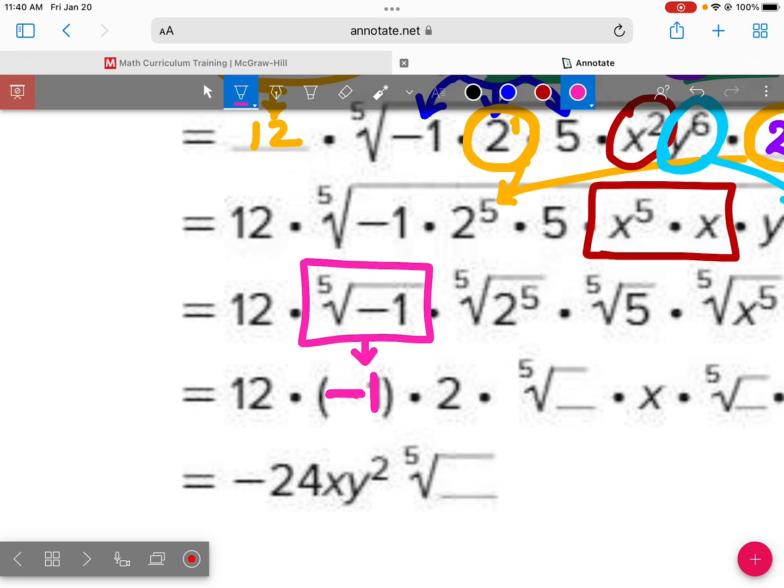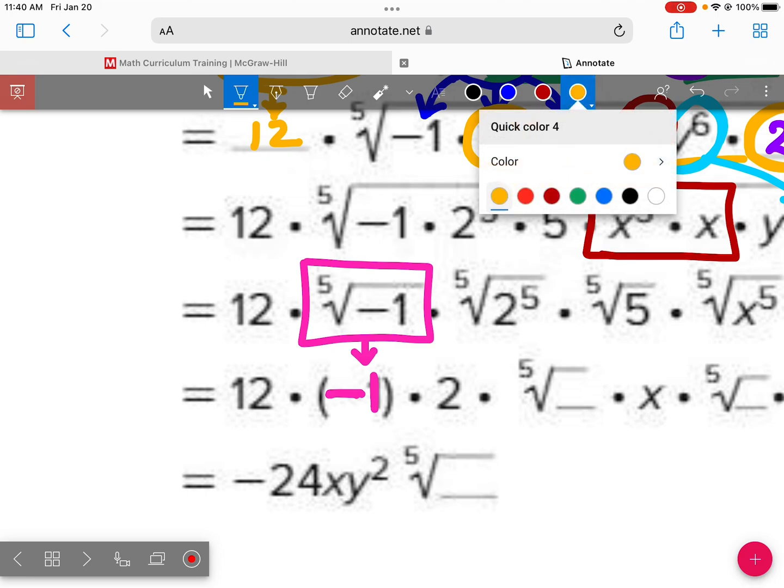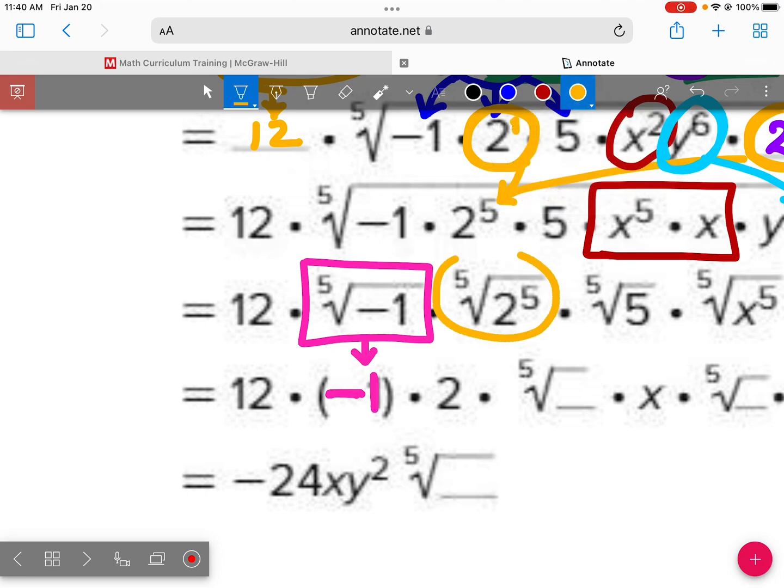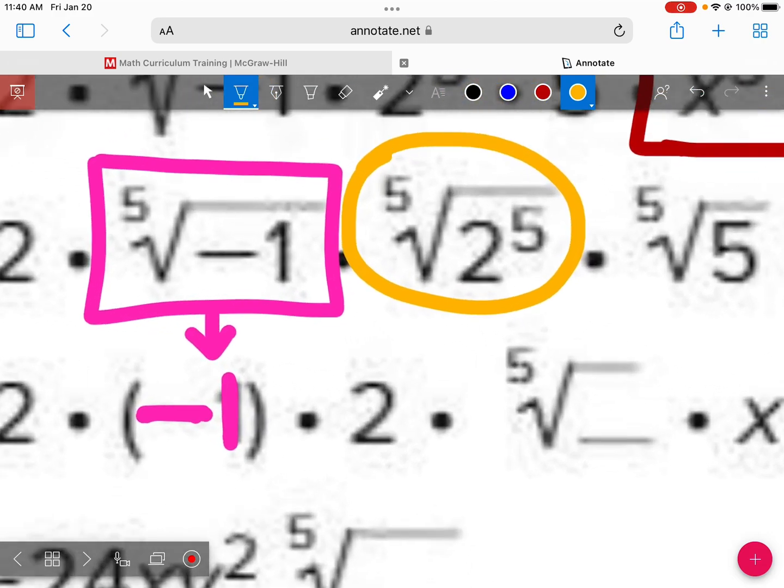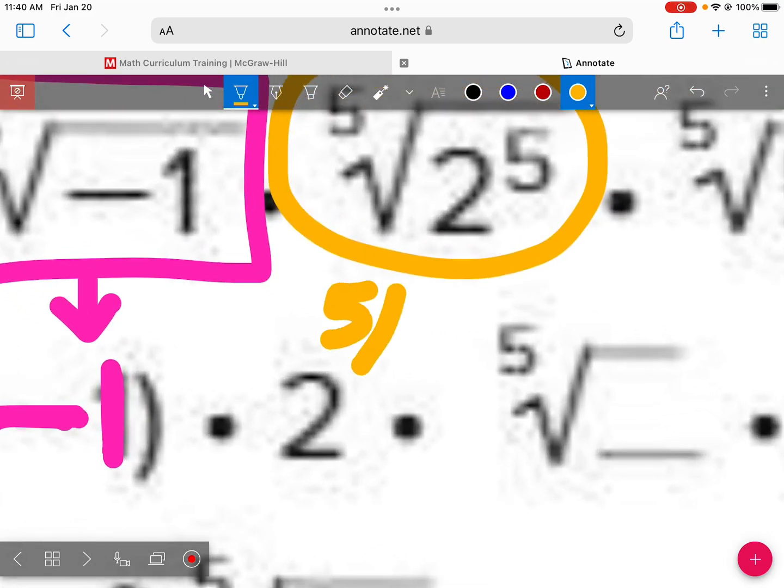What about the 5th root of 2 to the 5th? 2. Because we'd have 2 to the 5 divided by 5. That's going to give me 2 to the 1st power, which is the same thing as just 2.